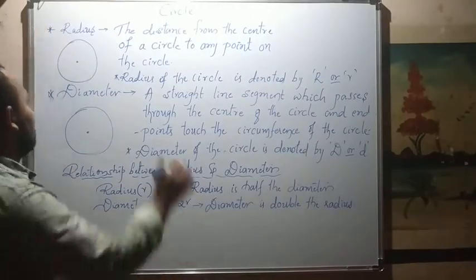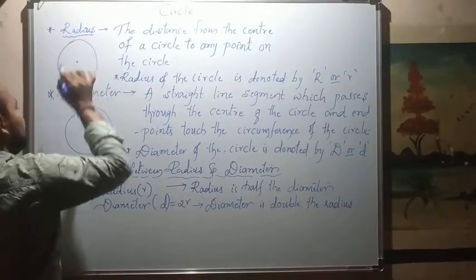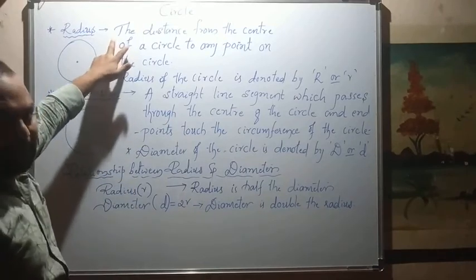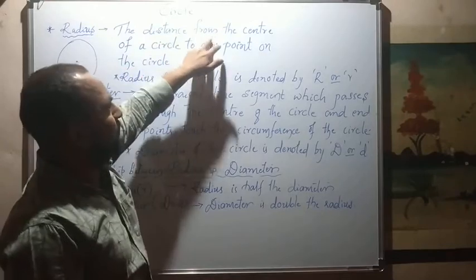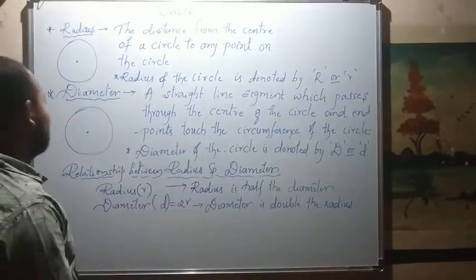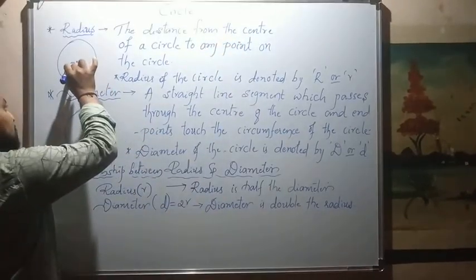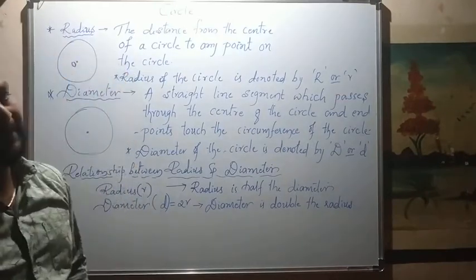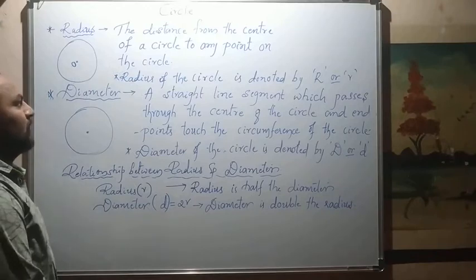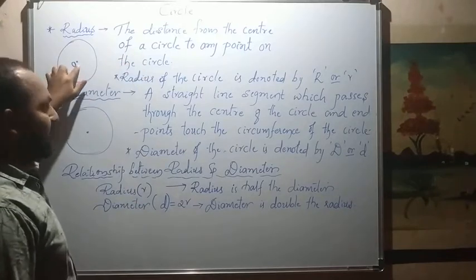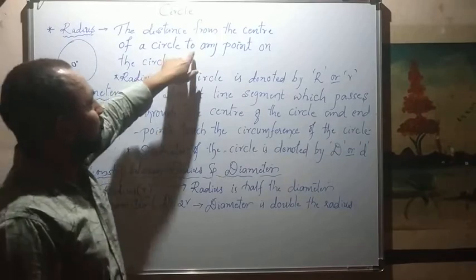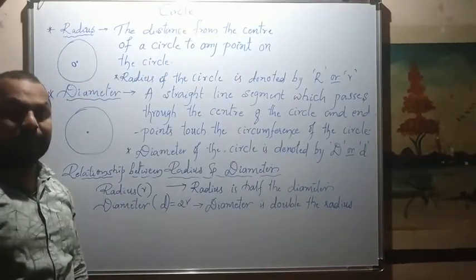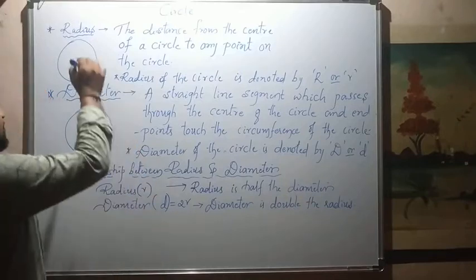Next one is diameter. What is the diameter? The distance from the center; O is the center. The center is denoted by O. The center of a circle to any point on the circle.